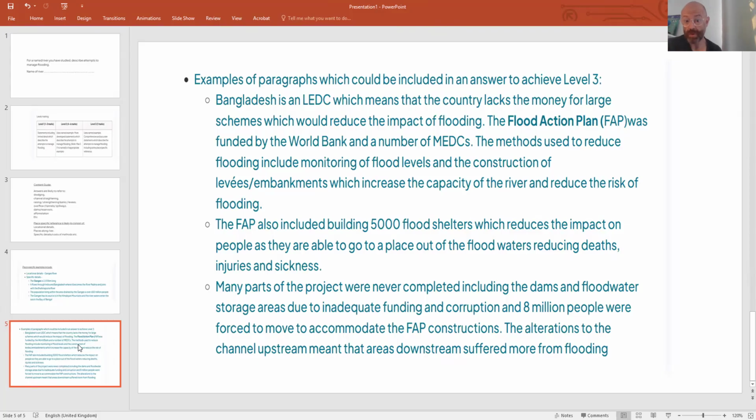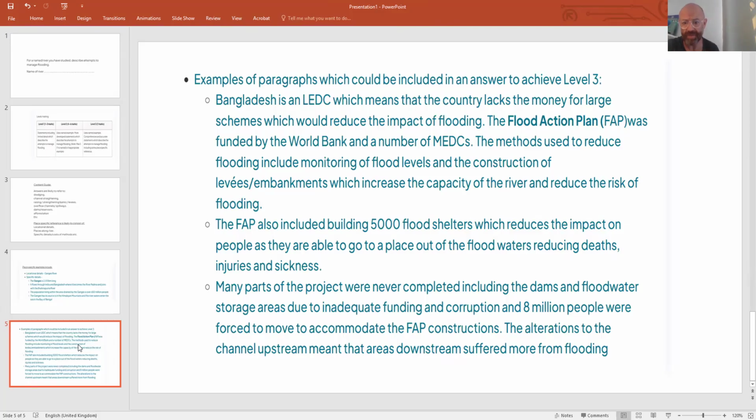Many parts of the project were never completed, including the dams and floodwater storage areas, due to inadequate funding and corruption. That's a shame. And 8 million people were forced to move accommodation because of the FAP constructions. I guess it's a very populous country, Bangladesh, with a lot of people living along the river, and they're putting in these huge levees. They probably had to move people. So that's a controversial thing. 8 million is a lot of people to have moved.